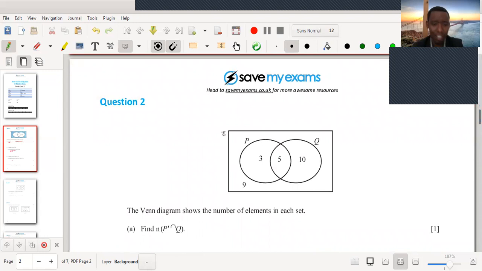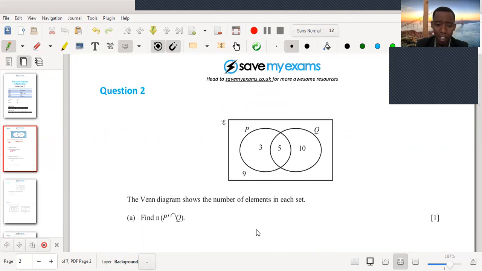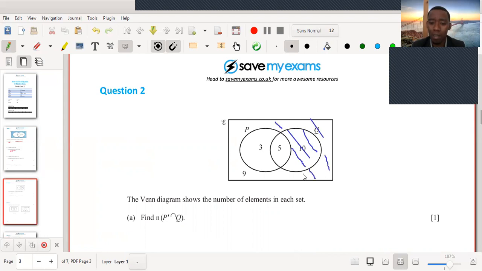And then the next question says, question number 2. The Venn diagram shows the number of elements in each set. And the question says, find the number of elements in the set P complement intersection Q. First of all, where's the P complement? That means outside P. We look at the values which are outside P. So our P is here. So outside P, we have this, this, this, and then outside. That would be P complement.